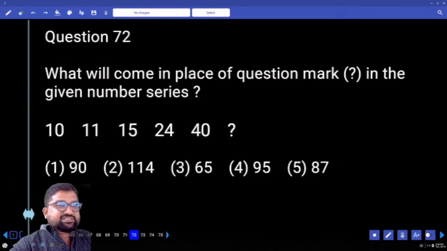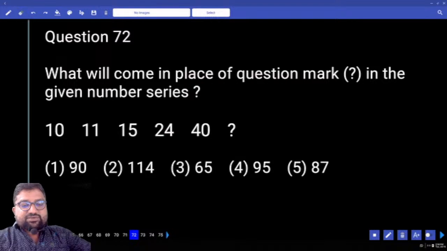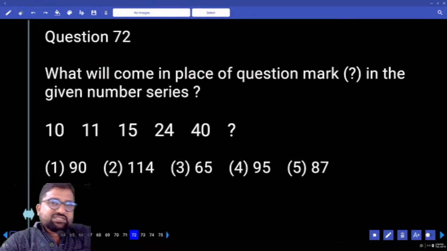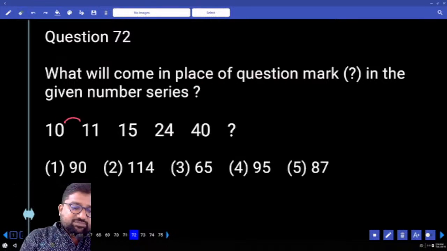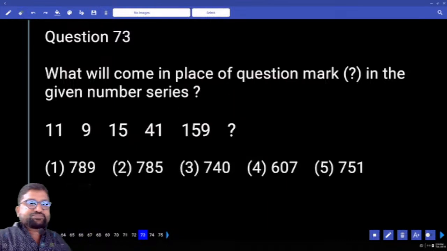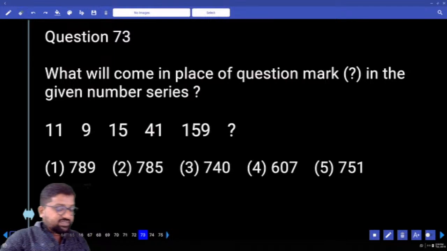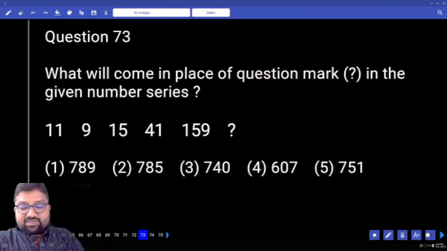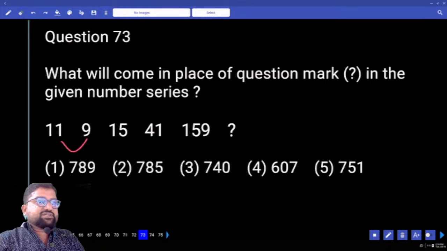Next question. Increasing or decreasing? Do you see huge increase or gradual increase? Gradually. Let's go for the differences. How much? 1. How much? 4. How much? 9. 16. Now this is very, very easy. Next, do you see increase or decrease? Forget about the first one, but after that it is.